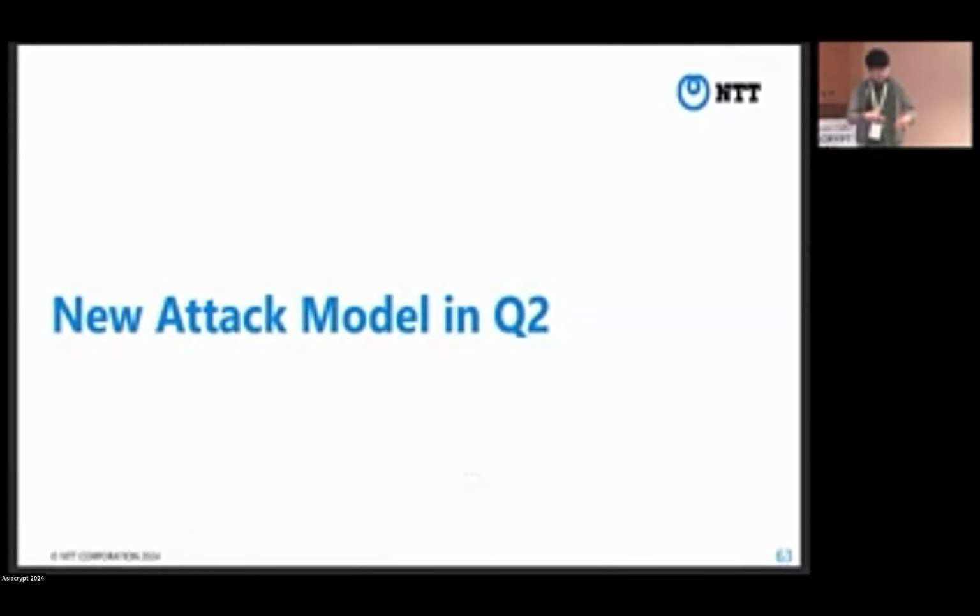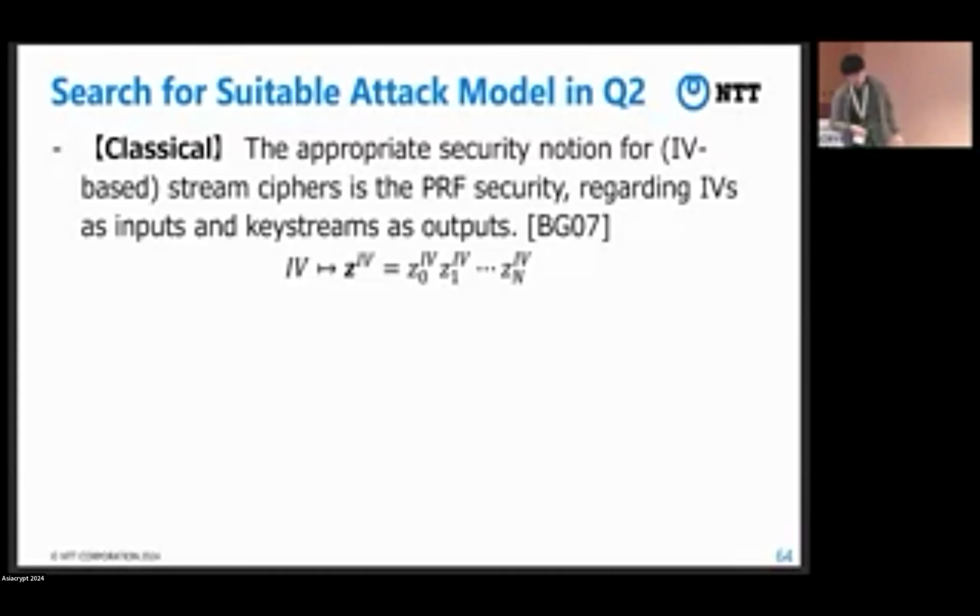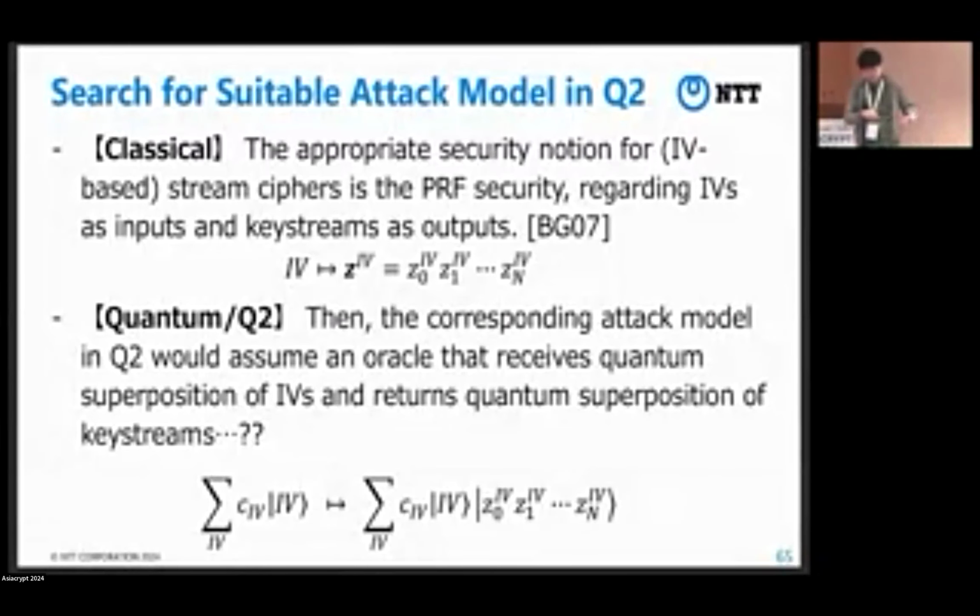But before explaining our new attack, I'd like to introduce a new attack model in the Q2 setting. In the classical setting, a previous work showed the appropriate security notion for IV-based stream ciphers is the PRF security, regarding IVs as inputs and T streams as outputs. After seeing this, it would be natural to think that the corresponding attack model in Q2 would assume an oracle that receives quantum superposition of IVs and outputs quantum superposition of T streams, like this.